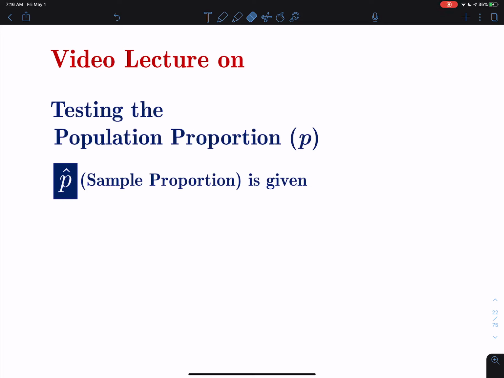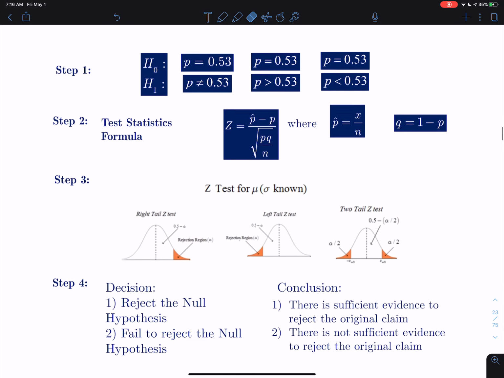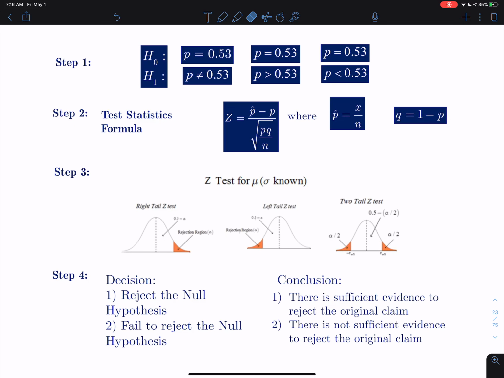Welcome to my video lecture on testing a population proportion given the sample proportion, which is p hat. On this page I have the general outline for all possible cases for testing the population proportion for you, and you can find this in your PowerPoints. Let's look at a given problem here.